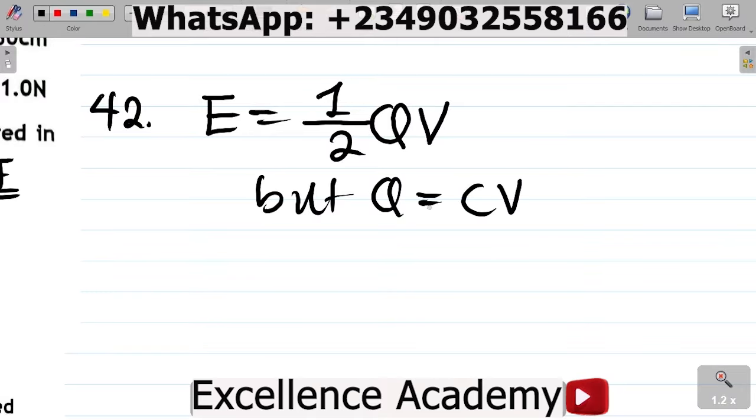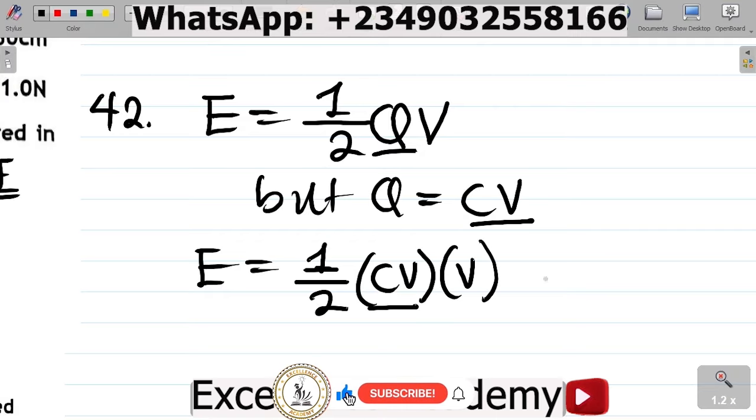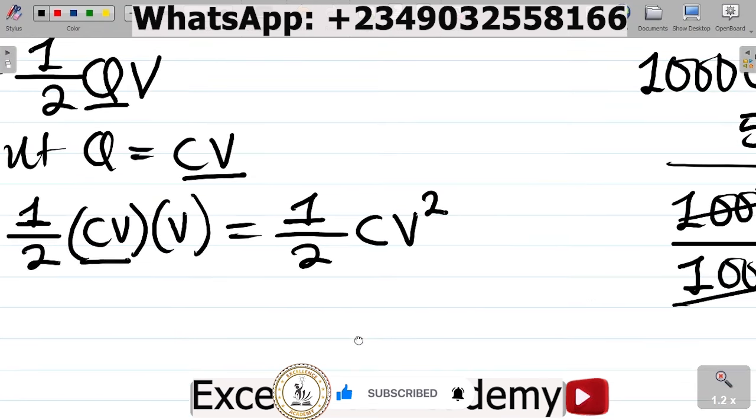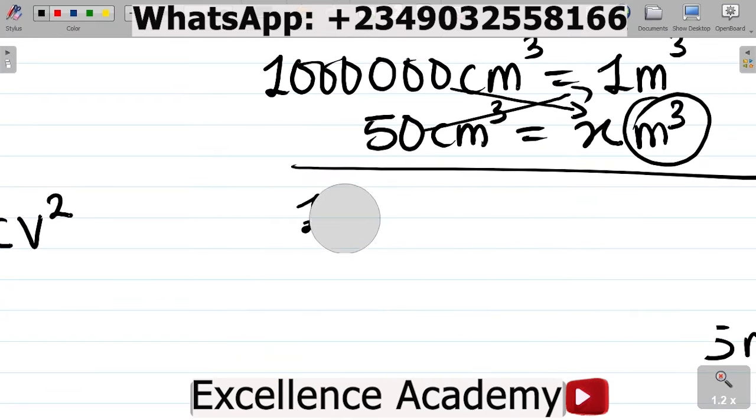CV. This formula exists. If I substitute this value of Q with CV, I'll have that E is equal to half times Q, where the value of Q is CV, and then times V. Multiplying this, I have half into C, and V times V is V squared. All right, so E is equal to half C V squared.